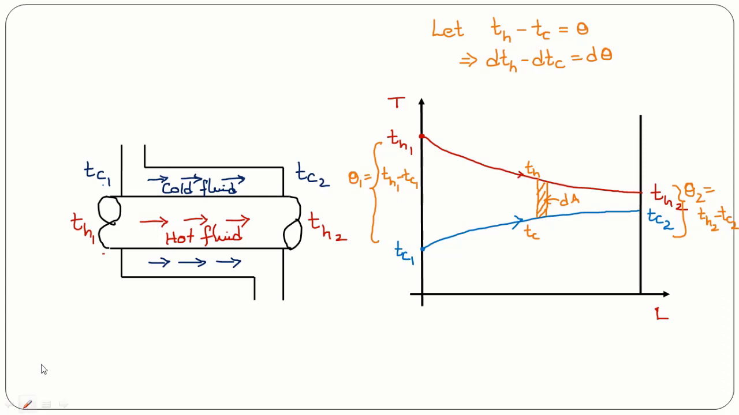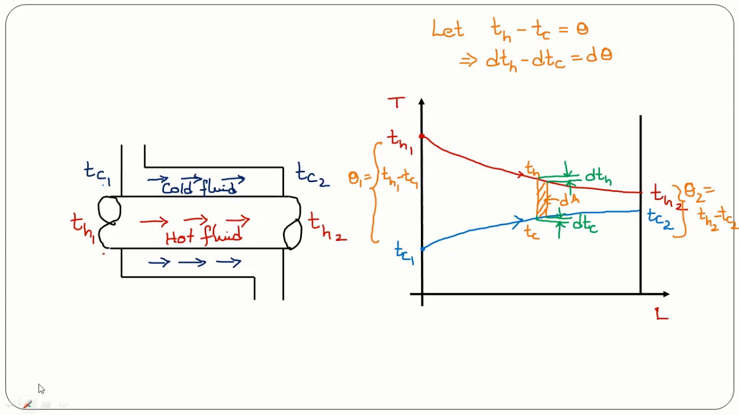Now, here the drop in temperature of the hot fluid in this elemental area, let us consider this as dTh, whereas the gain in temperature of the cold fluid in this elemental area, let us consider this as dTc.